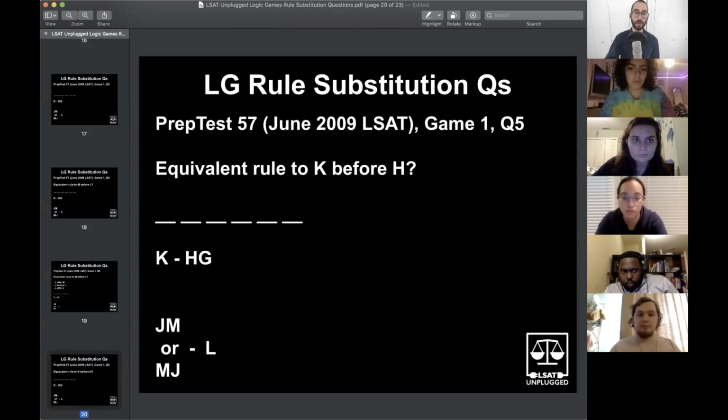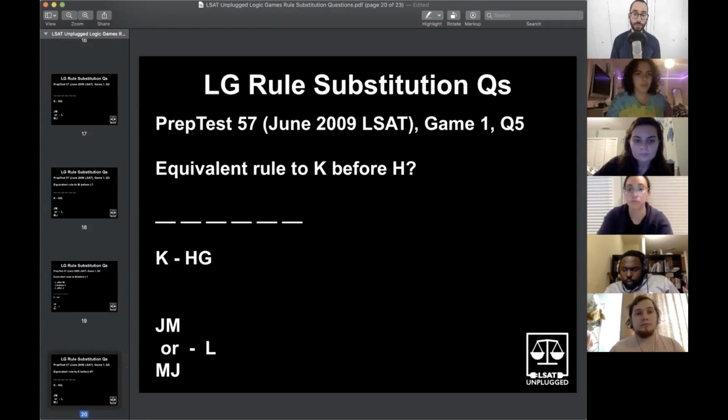So I thought it'd be fun to then play with this a little bit and change it up. Or before I do that, I have a question from Bianca. So you do suggest that when we see rule substitution questions, we first look at just the rules. If that doesn't work, then the diagram.